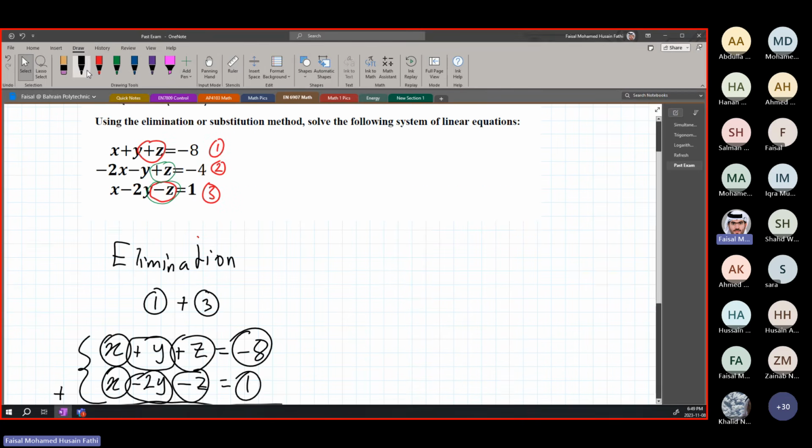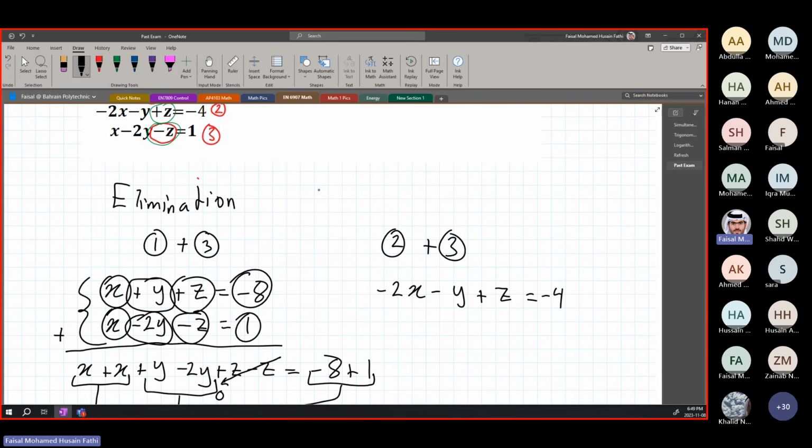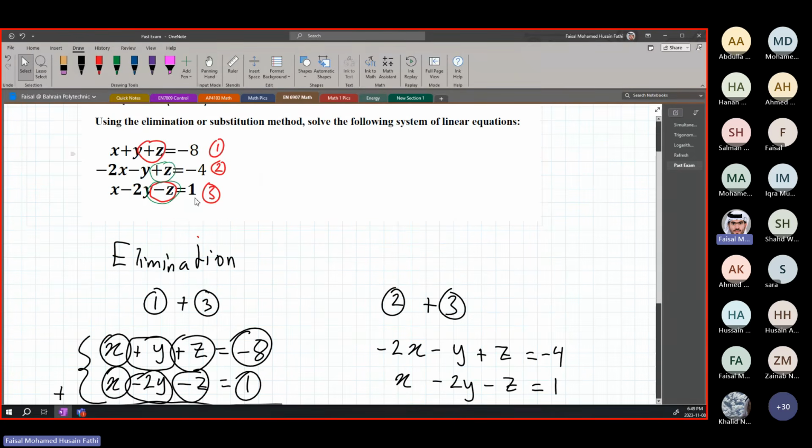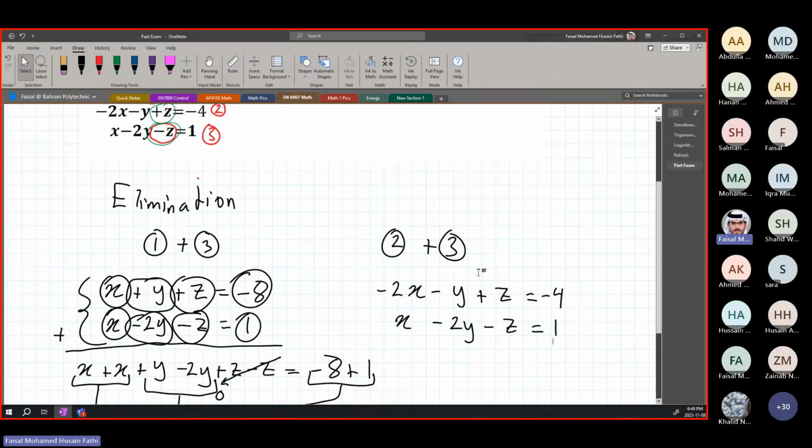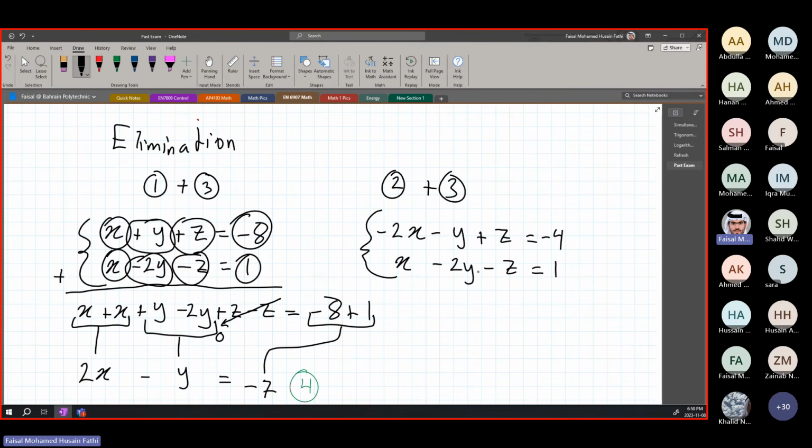Equation 2 is minus 2x minus y plus z is equal to minus 4. And then equation 3 is x minus 2y minus z is equal to 1. I'll just repeat again: the reason I chose these two equations is that plus z and minus z will cancel out each other, so it will make it simpler. And for now we just add them.